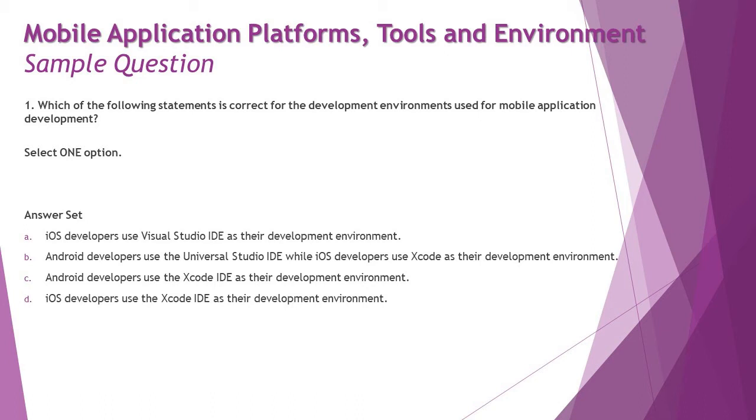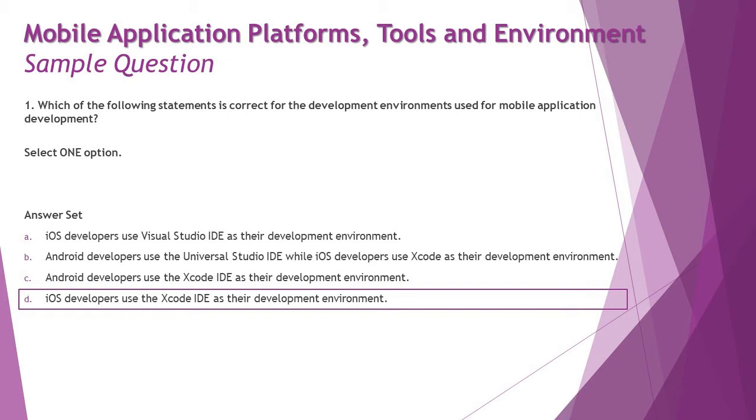Coming to C, Android developers use the Xcode IDE as their development environment. By now you should know that Xcode is for iOS and Android Studio is one of the environments for Android apps. Finally, option D, iOS developers use Xcode as their development environment. Yes, exactly. That's the most relevant and right answer for this question. We have an environment called Xcode IDE, which is used for developing iOS based apps. So putting it all together, the right answer here is D. iOS developers use Xcode IDE as their development environment. And just for your information, Android Studio is used for Android apps development.